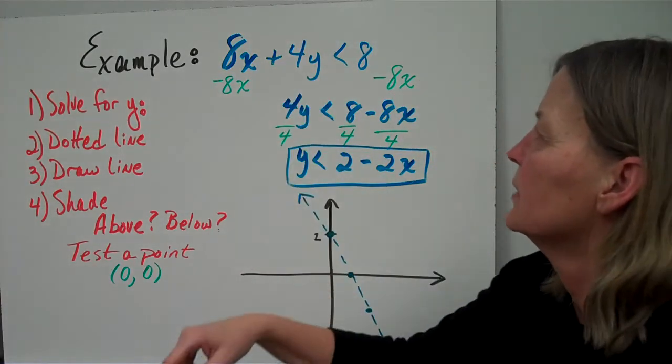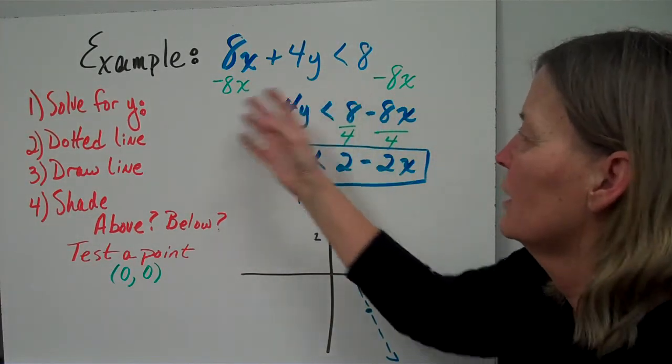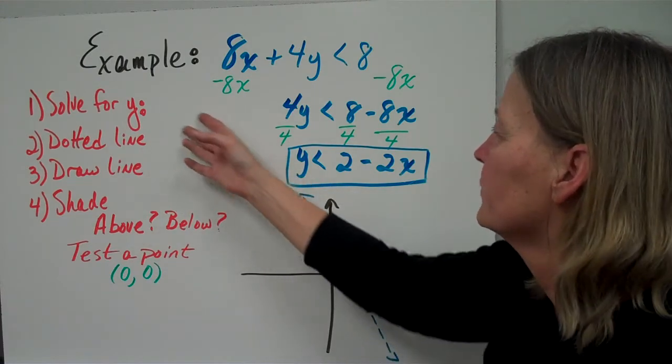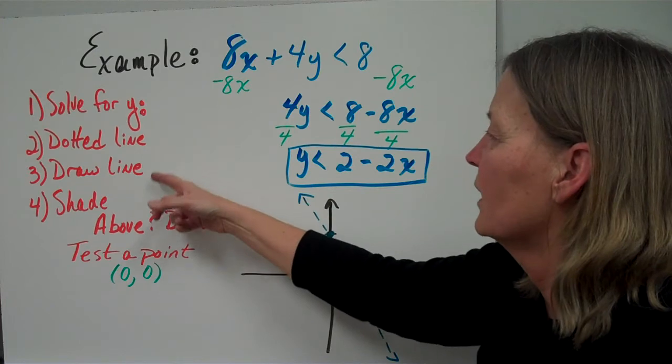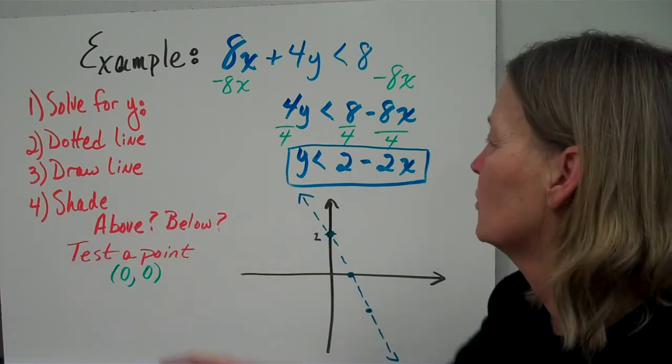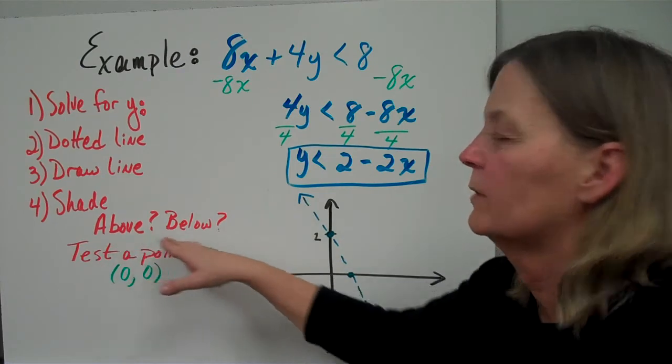Let's look at this example. Similar, lots of things going on that are the same. We're going to solve for y. We're going to decide it's a dotted line. We're going to draw the line. I want to talk about the shading, though. You may have had some questions about, well, what do you mean by above? What do you mean by below?